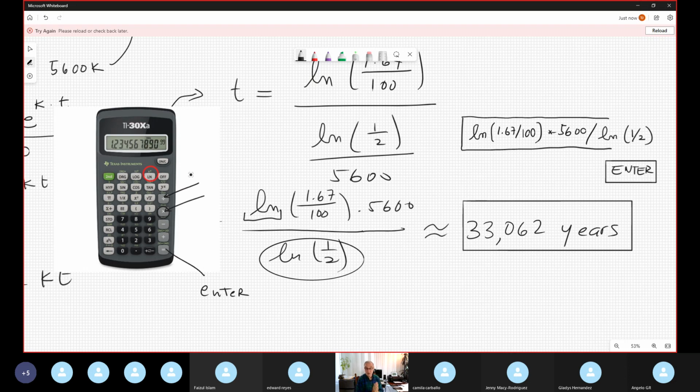It's important for me that you are aware of how we put this in the calculator. You have a calculator, but if you don't know how to manipulate the equation, you never get the answer. Okay?